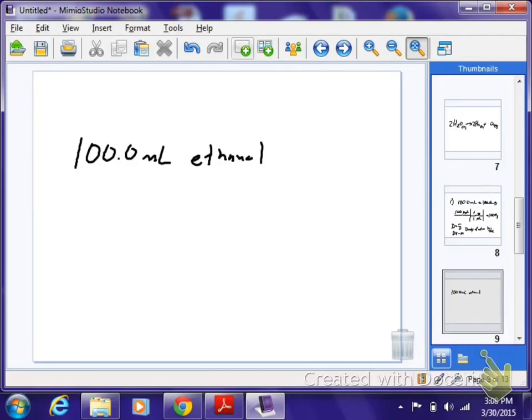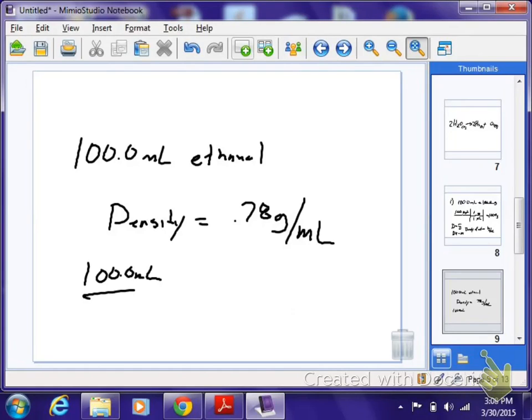Okay? And ethanol's density is 0.78 grams per milliliter. So I would do the same thing. I'd put 100 milliliters out in front. And then what I would do is the same thing.